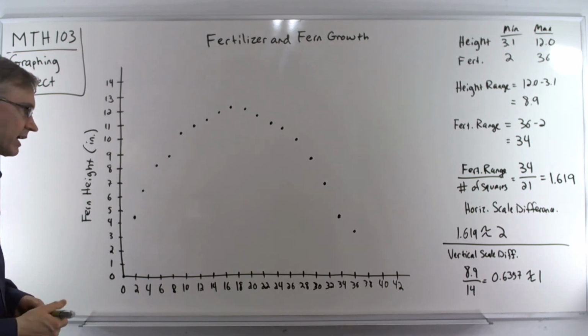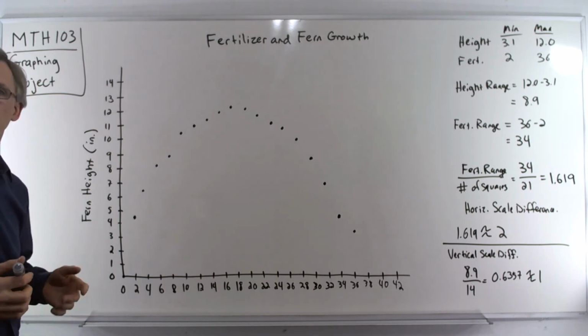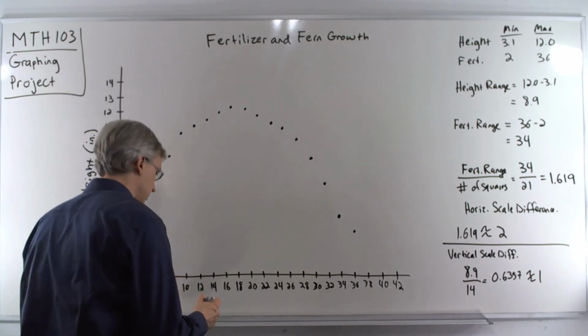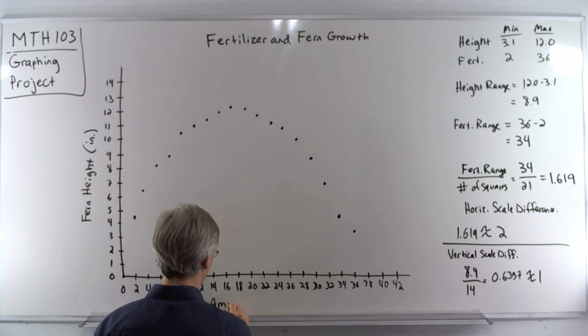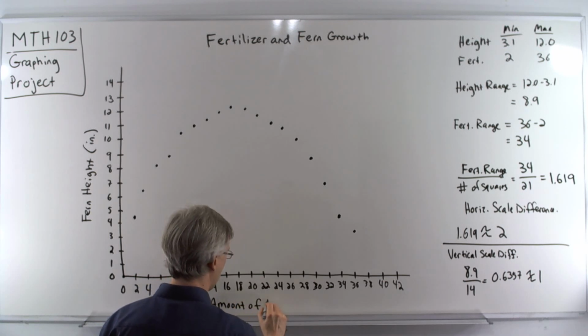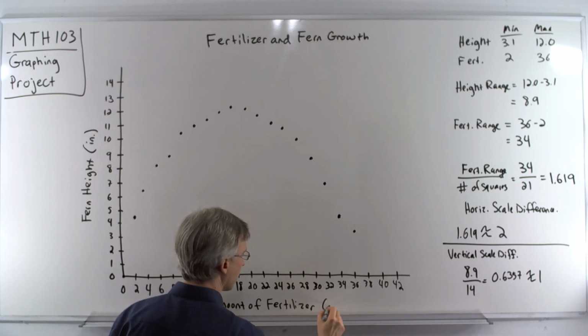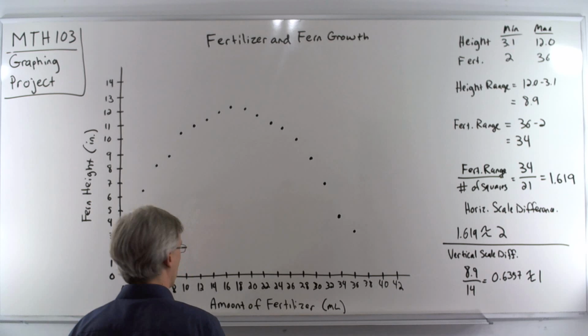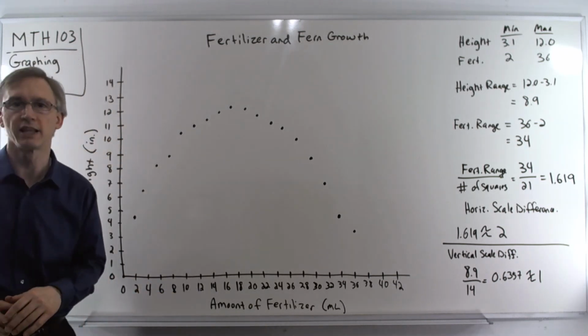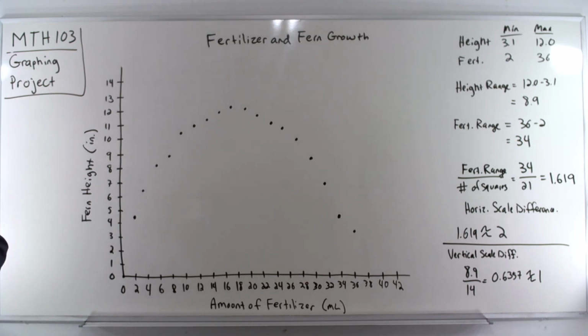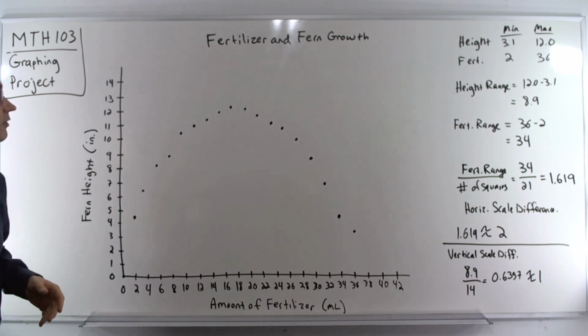All right, now we got fertilizer, and the fertilizer is measured in milliliters. It's liquid fertilizer. So for that axis label, we have amount of fertilizer, in parentheses, ml for milliliters. All right, so that's it for the graph.